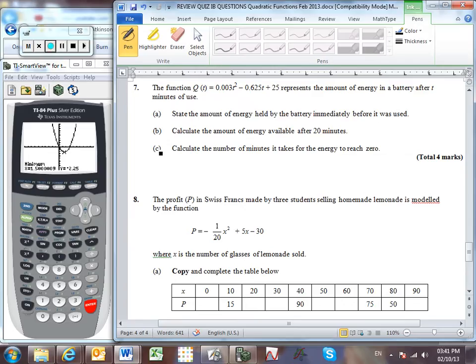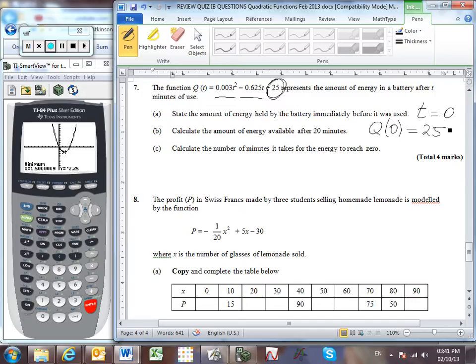Alright, part A. Let's state the amount of energy held by the battery immediately before it was used. Before it was used, this means that no time has passed. And so if t was equal to 0, this term will disappear, this term will disappear, and the total amount of energy, when t is equal to 0, will be 25. 25 will be the initial amount of energy.